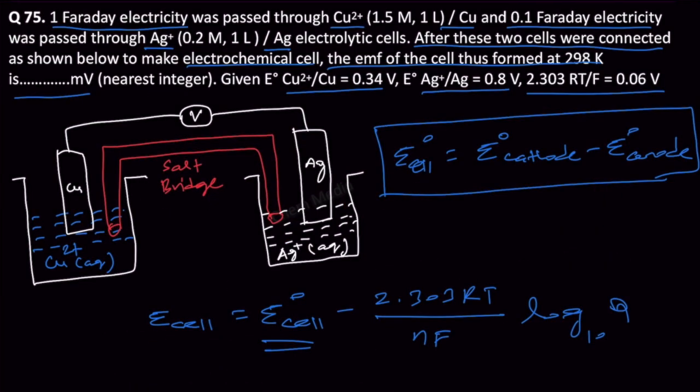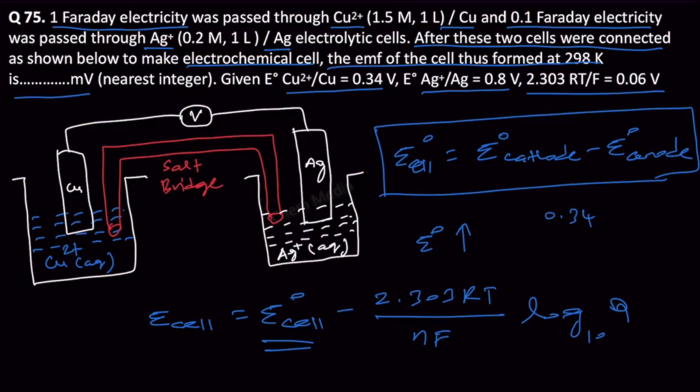Now let's come to the actual problem. We figured out the new concentrations of Cu2+ as well as Ag+. Now we need to figure out where the oxidation is happening and where the reduction is happening. The reduction potentials are given. We know that if the reduction potential is higher for a given species, what it means is that it can easily get reduced. That means it is a strong oxidizing agent.